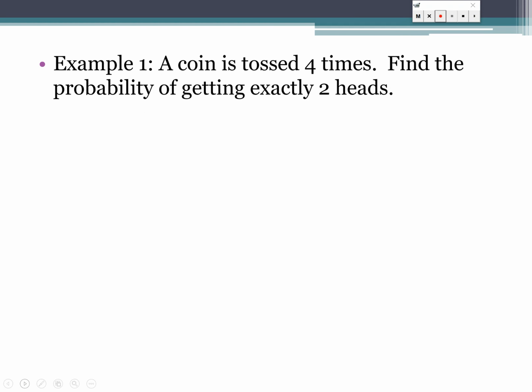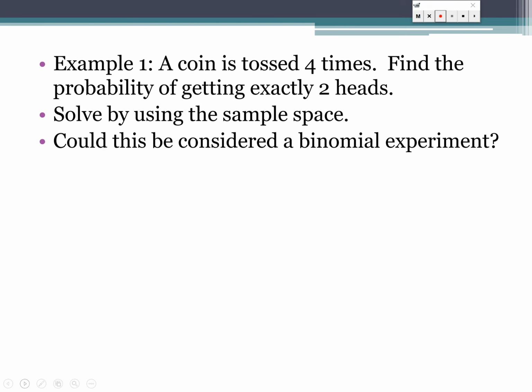All right. So let's say we have a coin tossed 4 times, and we want to find the probability of getting exactly 2 heads. We could solve this using a sample space. So we could figure out all the different ways we could get exactly 2 heads, first and second toss, second and third toss, all those different ways. We could do that. Or we could think about, could this be considered a binomial experiment?